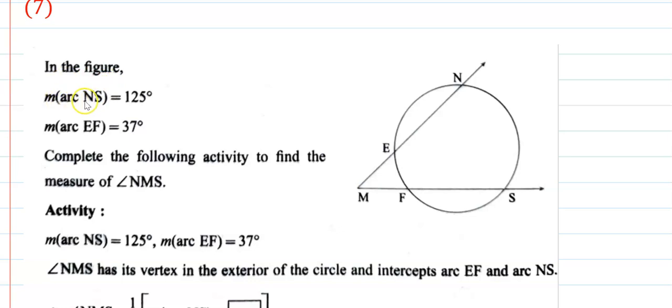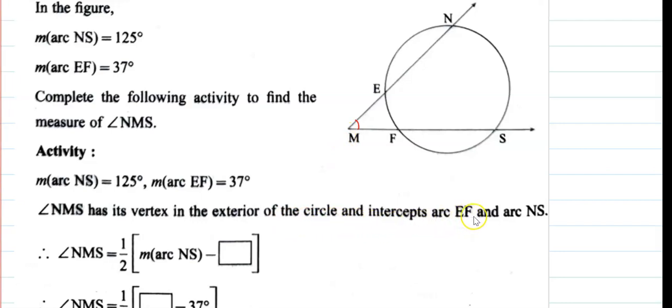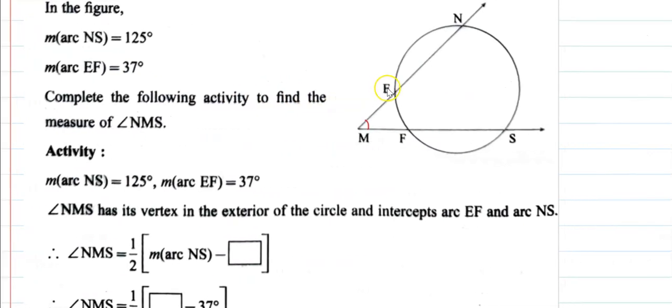In the figure, measure of arc NS is 125 degree. Measure of arc EF is 37. Complete the following activity to find the measure of angle NMS. Want to find out the measure of this angle. Angle NMS has its vertex in the exterior of the circle and the intercept arc EF and the arc NS.